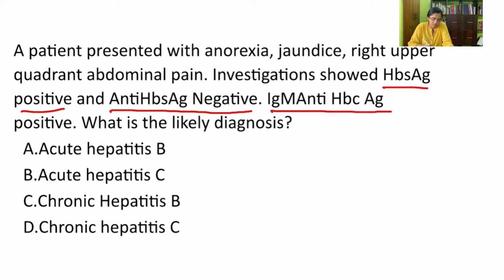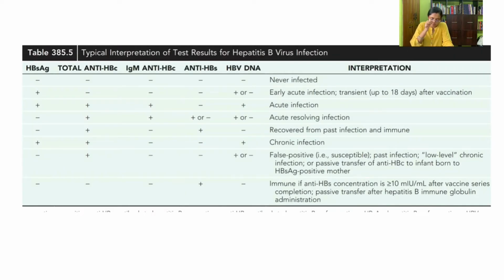IgM anti-HBC was positive. What is the likely diagnosis? It's very clear. HBs antigen positive makes the patient infected with hepatitis B. Now, IgM anti-HBC positive makes the patient having acute hepatitis B. So this is the answer. Now, it would be wise if you remember this chart. It's not very difficult. I'll summarize it. I'll tell you in a very easy manner.